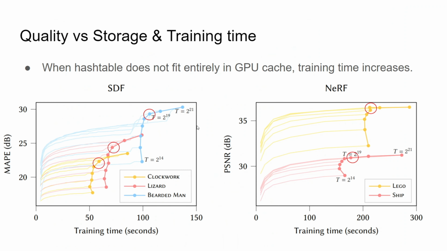So back to the topic of quality versus storage of the hash table size. The size of the hash table also affects training time, because if it cannot fit into the GPU cache, there will be additional data transmission overhead between the CPU and GPU, which is what you see here when the table size is greater than 2 to the 19, and this is the maximum hash table size that can be fit into the cache of a RTX 3090, which is what the authors used at the time.